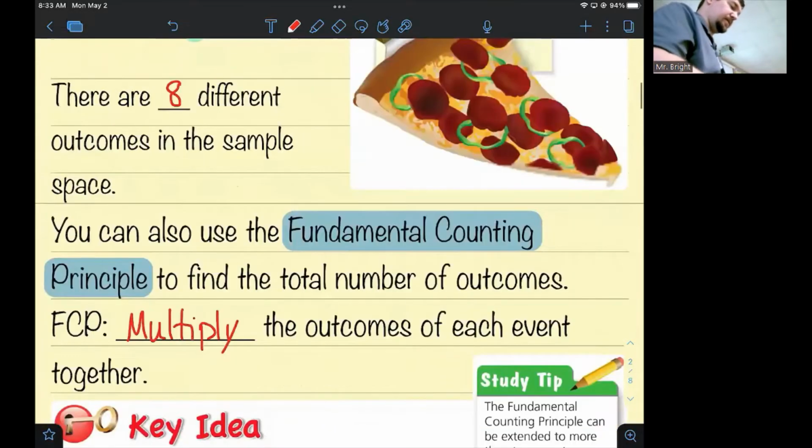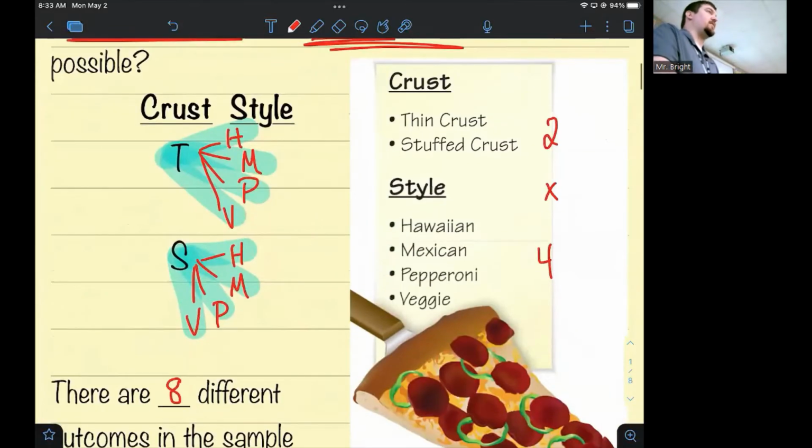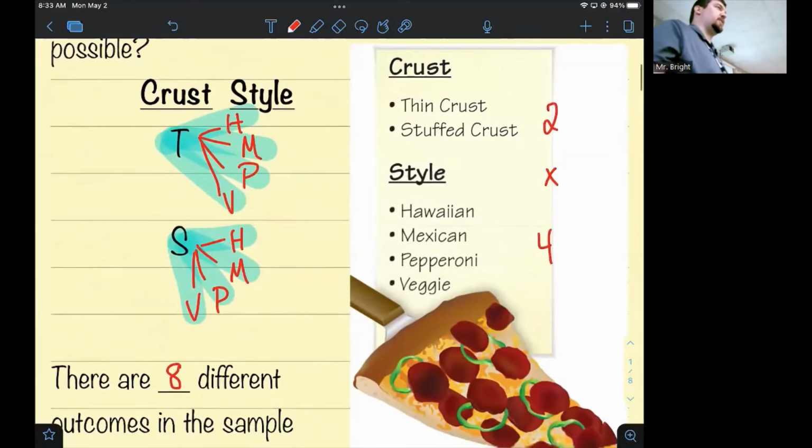Okay, so in this case, Jude's exactly right. You could get 8 just by multiplying the number of crusts by the number of styles to get 8 total. This assumes that you're picking one of each. If you're picking two different styles or picking two different crusts, or I guess you just couldn't pick two different crusts, that would change.